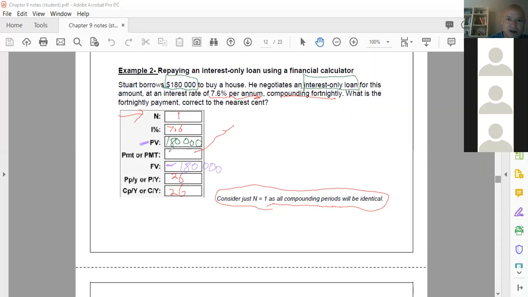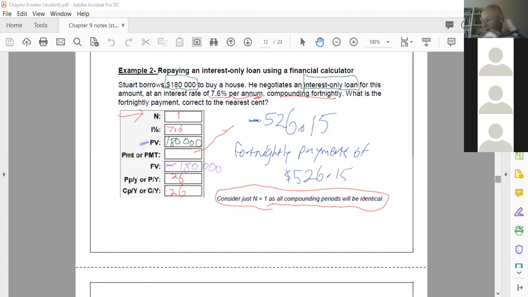Okay, the PMT I got was negative $526.15 rounded. Remember, the negative just means that he's paying it off. So don't worry about the negative. You'd be writing fortnightly payments of $526.15. Any questions there? Anyone got a question? All right.